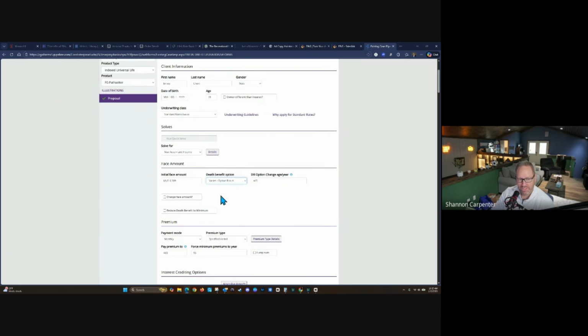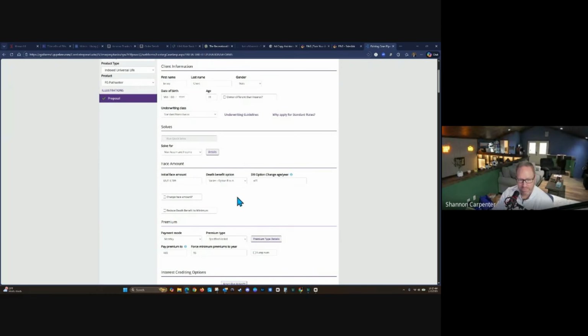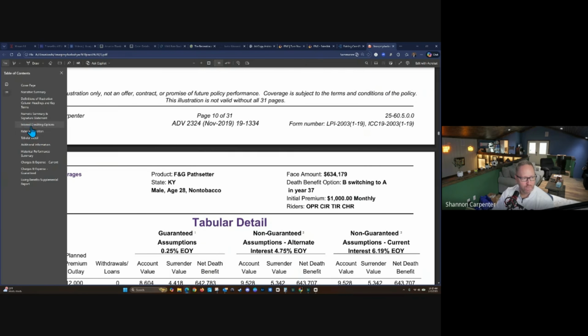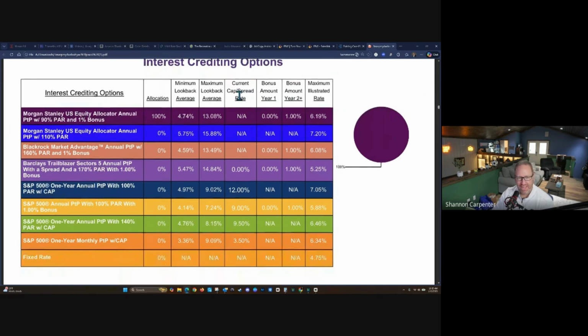When you hit option C, it's going to open up this box. You want this to match what you put in the details right here. So whatever you put there, age 65, age 65, okay? Blow that up. So I like to start up here. I show people the interest crediting options and ask them, do you do any day trading?